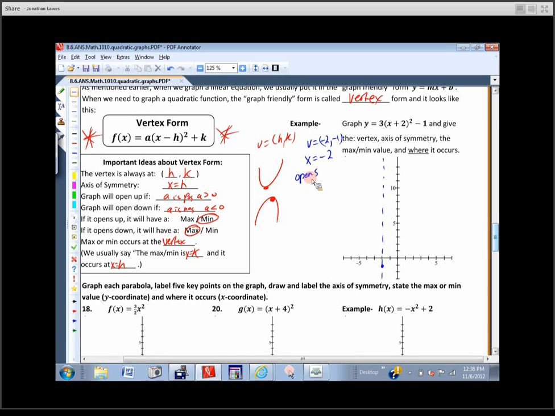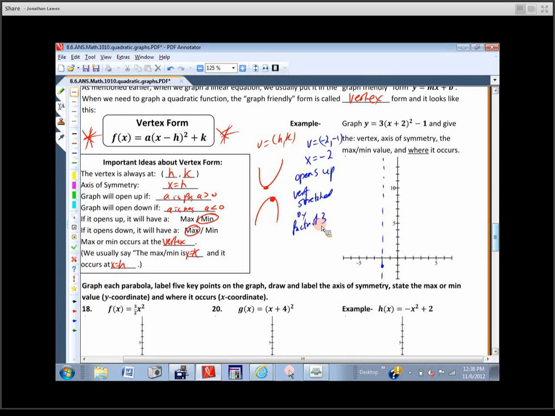Opens which? Up or down? Opens up. You can tell that because that's got a 3 right there. It's been vertically stretched by a factor of 3. So it's 3 times taller than it used to be. So this should be a pretty steep, pretty big graph.